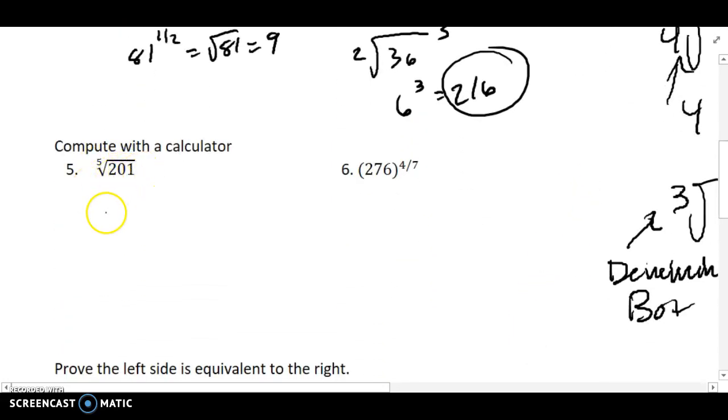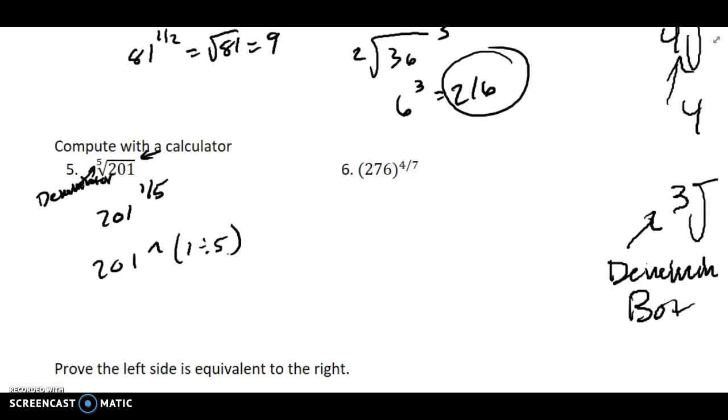This one we're going to use a calculator. There's no way to put this in the calculator as a root, so we're going to put this as a fraction. Just remember that this becomes a denominator. Whatever's in front is the numerator, but since there's none, it's just a 1. I'm going to put this in the calculator like this: 20, 1 power button, parenthesis 1 divide 5 parenthesis, and I'm going to make sure my decimals are turned on, so I get 2.89.